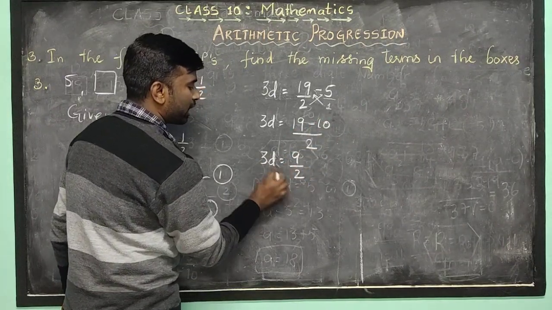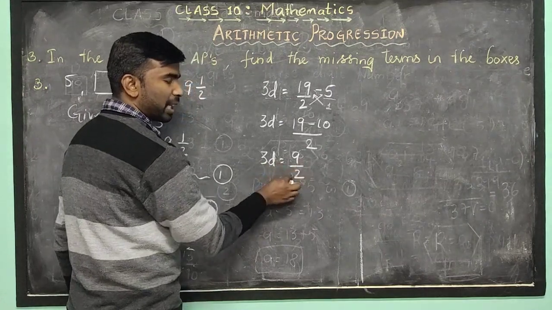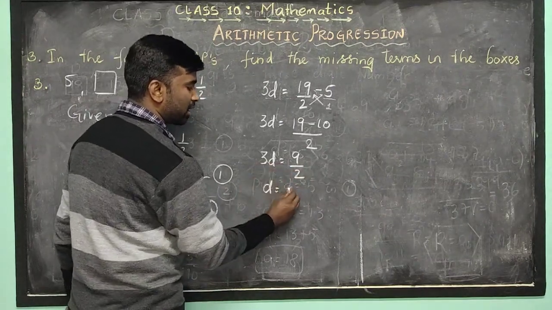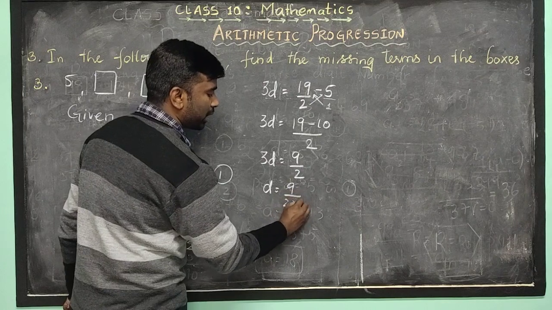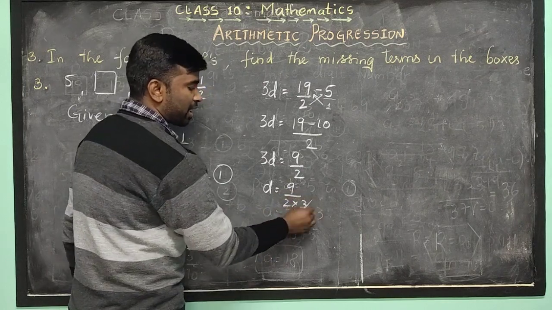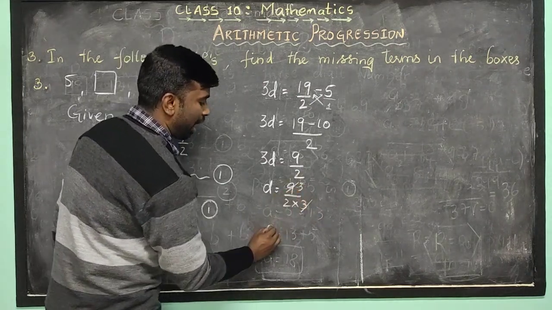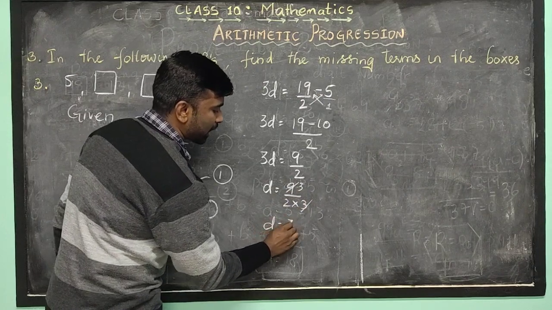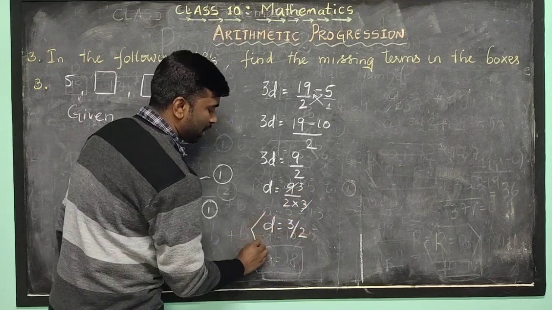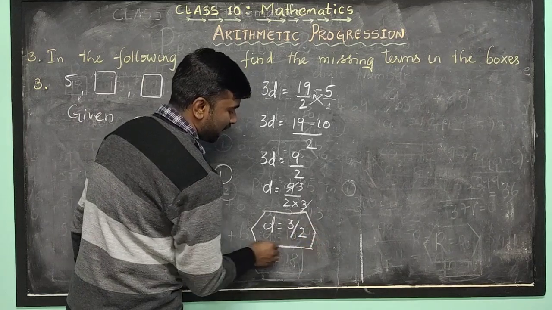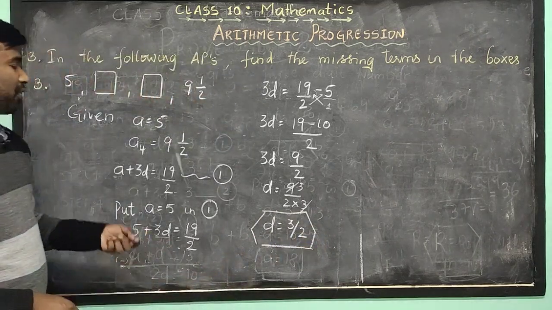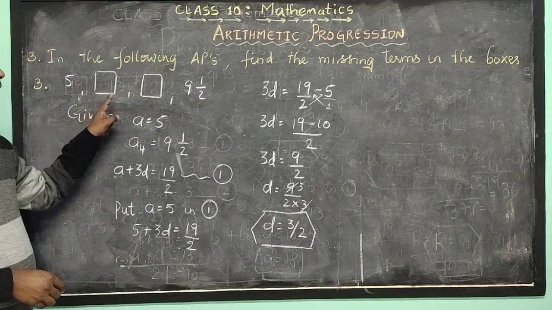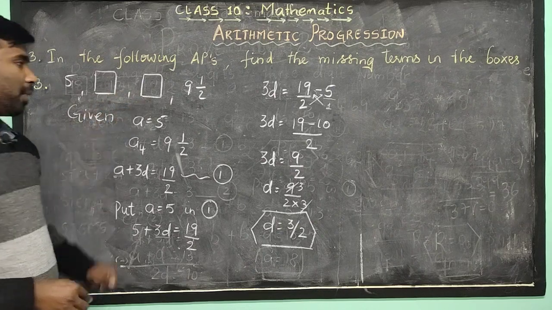Now d equals, divide both sides by 3. 3 and 3 will get cancelled. Now I'll get 9 by 2 into 3. 3 1s are 3, 3s are 9. I got d as what? 3 divided by 2. Now the value of d is 3 divided by 2. Now I shall find out the second term and the third term.